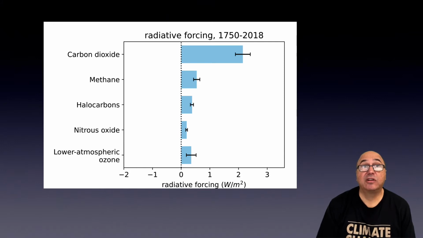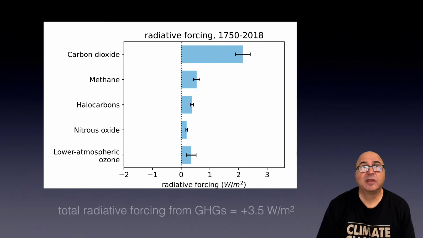Other greenhouse gases that are increasing in the atmosphere include the halocarbons, man-made chemicals used in refrigerators, air conditioners, and industrial processes. Ozone is an important molecule that blocks dangerous ultraviolet radiation from the sun from reaching the surface. Ozone is also one of the primary components of air pollution. That's getting worse over much of the world, meaning that lower atmospheric ozone is increasing, thereby generating a positive radiative forcing. Totaling these up, the total radiative forcing from greenhouse gases is 3.5 watts per square meter.